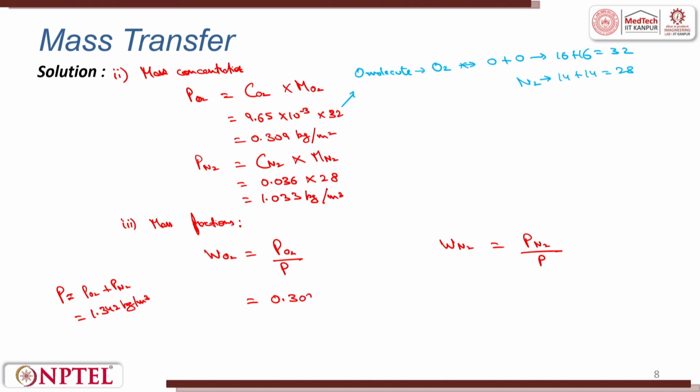Therefore, mass fraction is 0.309 by the total, that is 1.342. This is equal to 0.230. This is a fraction. There are no units here. For nitrogen, it is 1.033 by 1.342. This is 0.769. This is of the resulting mixture, the mass fraction that we have gotten.